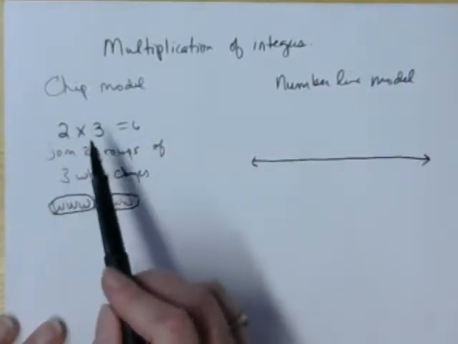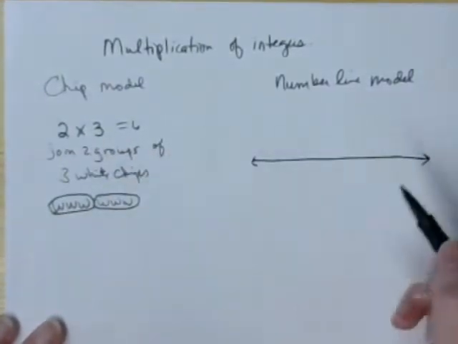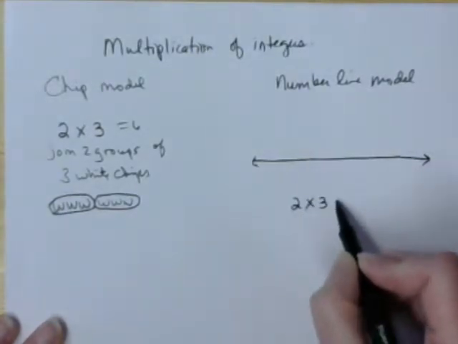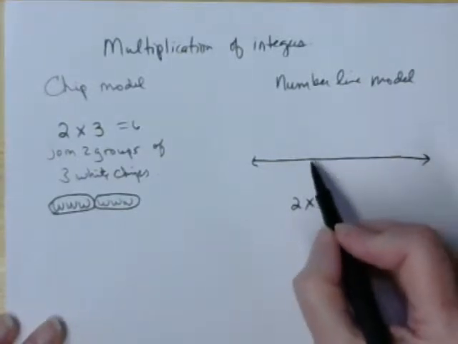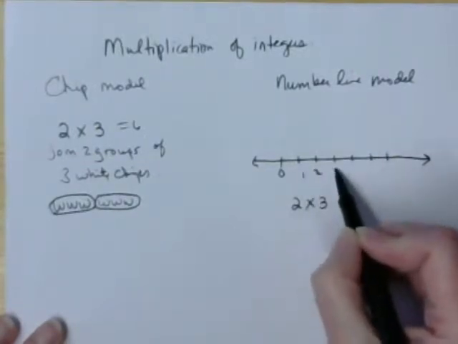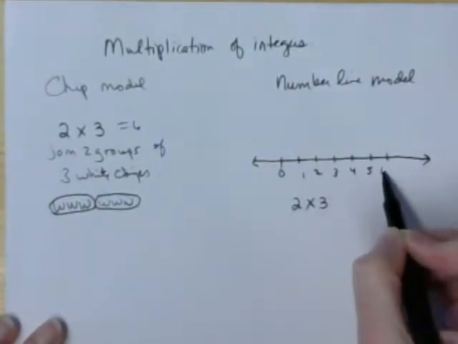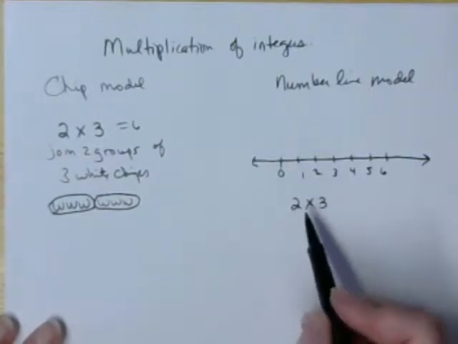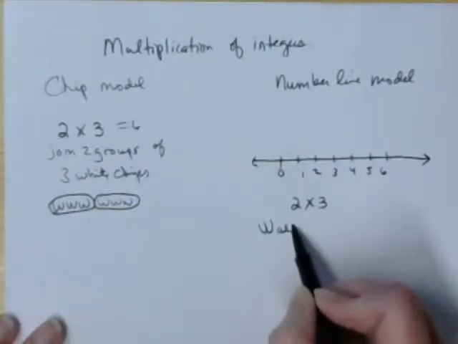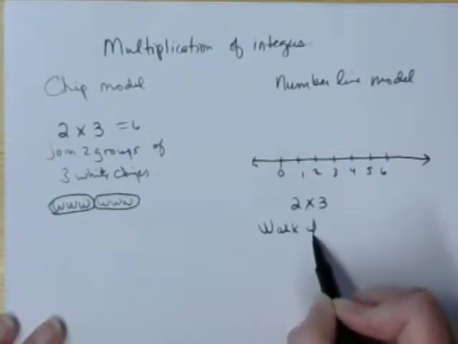All right, so if we do that with a number line, just like the two numbers had two different roles over here in the chip model, they're also going to have two different roles for our number line model. So I'll write this down here. I'll make a nice number line, putting our labels on, which is something that's important. Okay, now in this case, this is telling me to join, or walk forward, I'm sorry, we're now in the number line model. So we're going to walk forward.